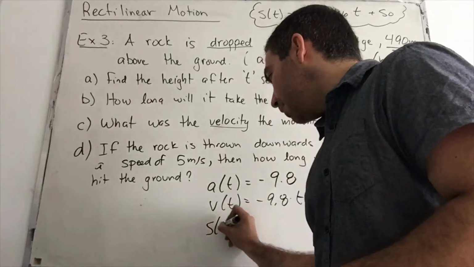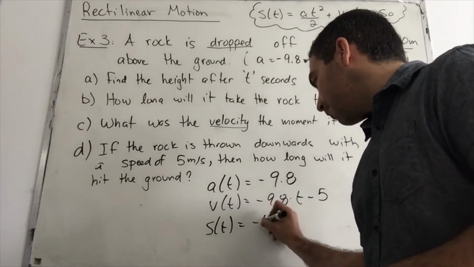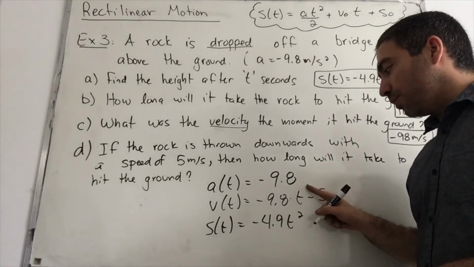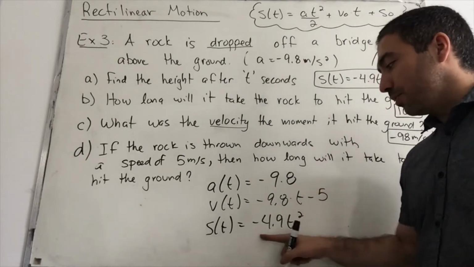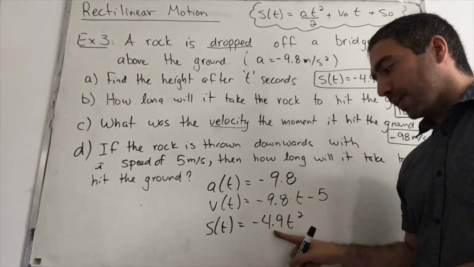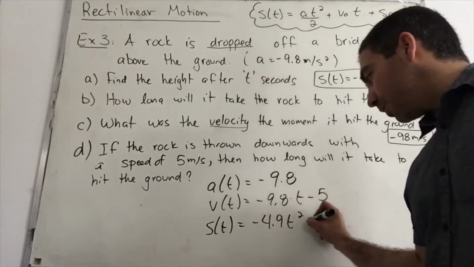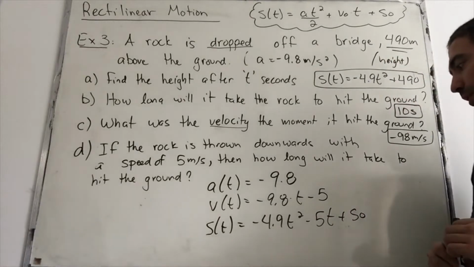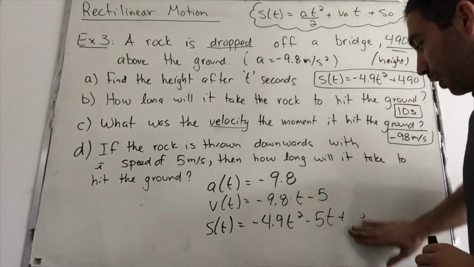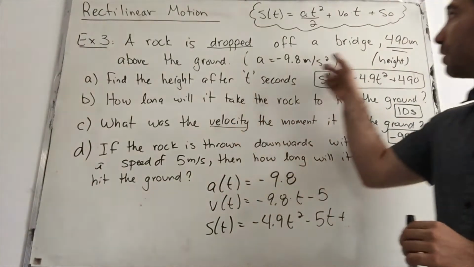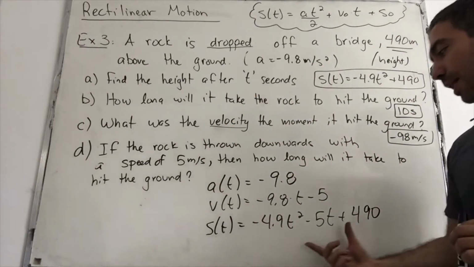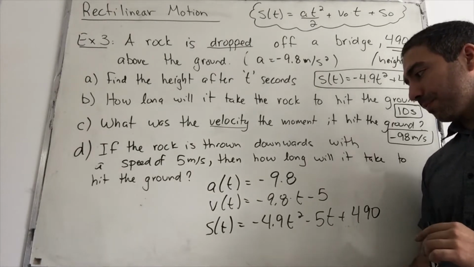So S of t equals negative 4.9 t squared. You add 1 to the exponent, giving us t squared, and then you divide by 2. So negative 9.8 divided by 2 is negative 4.9, as we saw earlier, minus 5t plus the initial position. The initial position, it's the same question, it's the same cliff that we're using, so it's still 490 meters. Let's replace that. And now we have to solve this over here.